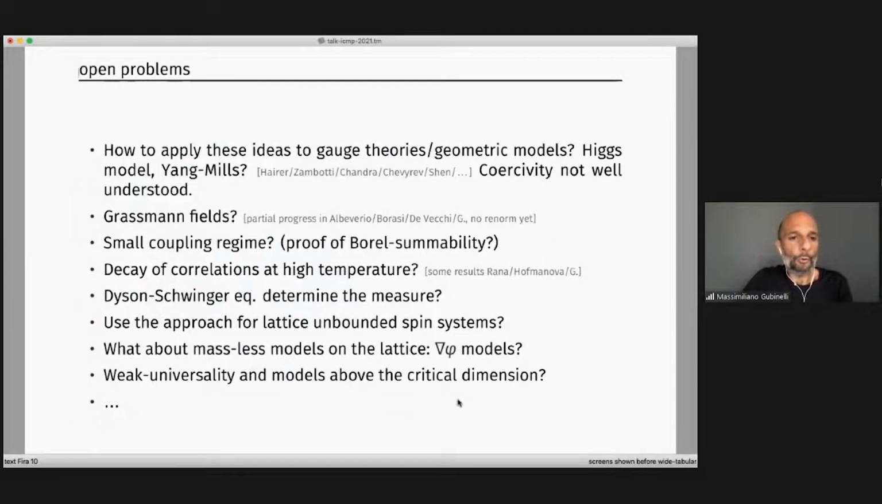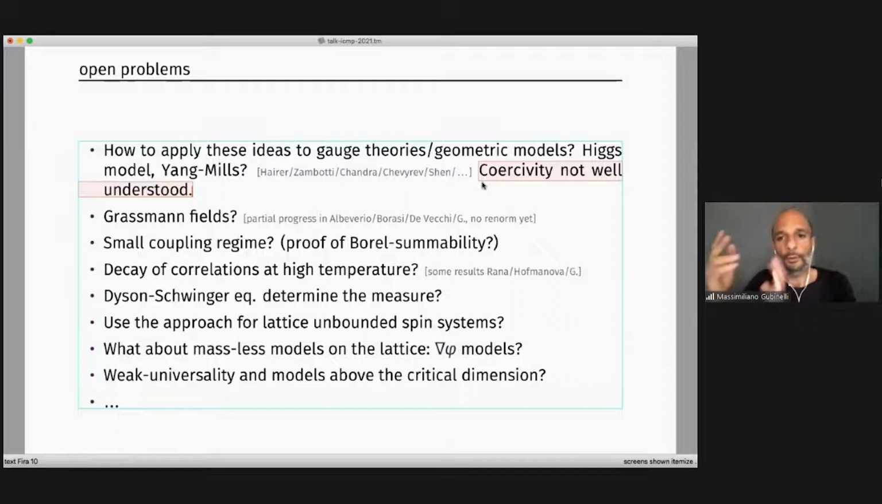What are the open problems? If you look at Yang-Mills, for example, while there is progress in the renormalization of Yang-Mills, it's not clear how to study the full space and the long time behavior of the dynamics. This I termed coercivity. Somehow you have to send the local solution to a global one, or anyway find a way to globalize your solution. And then what about fermionic fields?